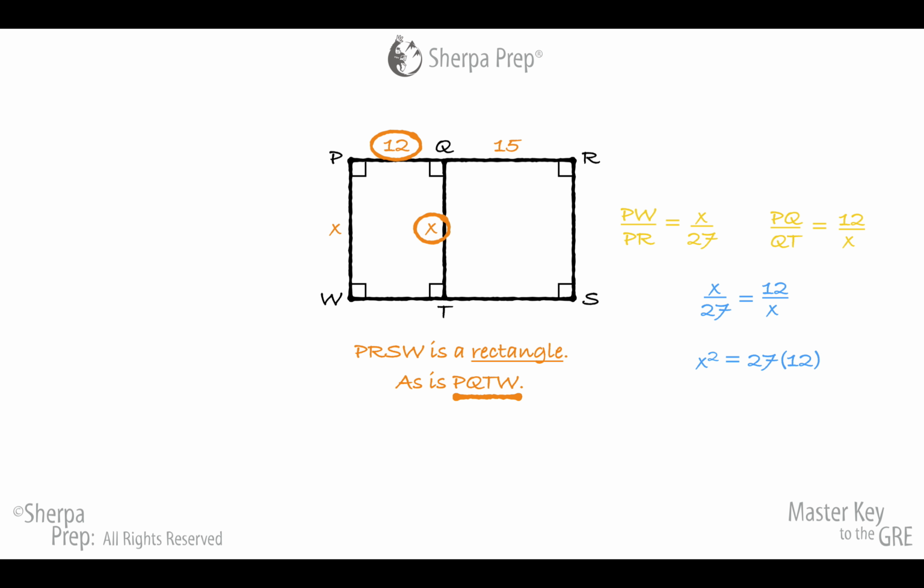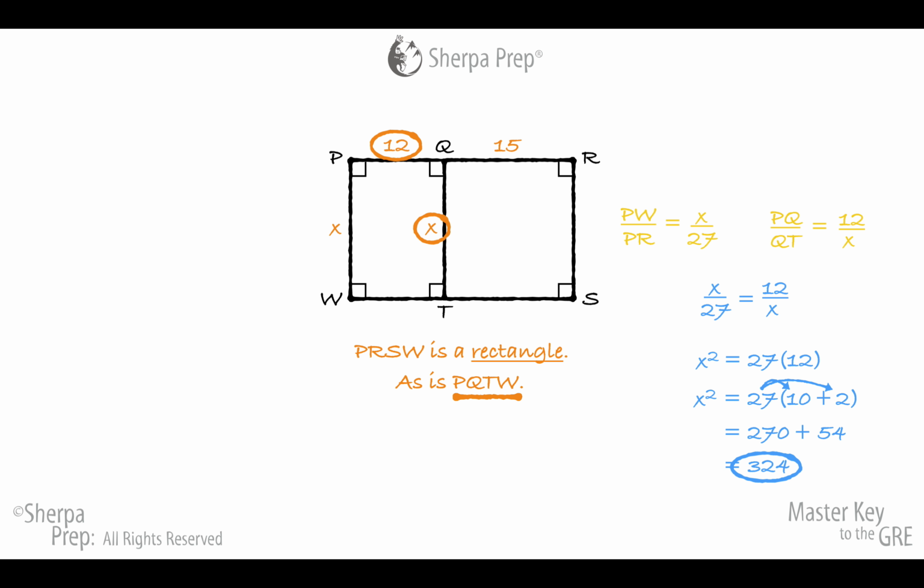So now that we know that x squared equals 27 times 12, there's really a couple of ways we could do the work. One way would of course be to do the multiplication. Let's take a moment to do that here. 12 of course is the same thing as 10 plus 2. So when we do the distribution, 27 times 10 is 270, and 27 times 2 is 54. And when we add those together, we get 324. In other words, we know that x squared equals 324.